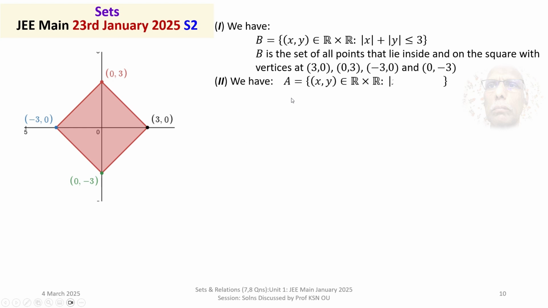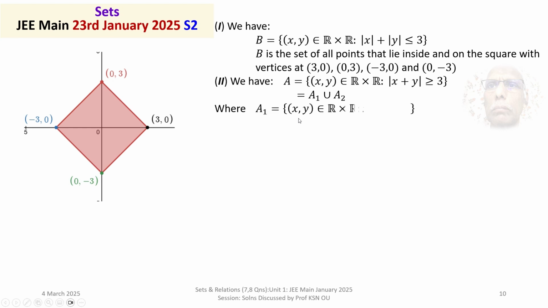We have A, the set of all ordered pairs belonging to R cross R such that mod of x plus y is greater than or equal to 3. We consider 2 cases: where x plus y is positive, and where x plus y is negative. So we will write it as A1 union A2. For x plus y positive, A1; x plus y negative, A2.